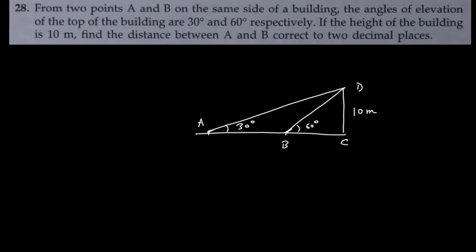Now I am quite confident that you can solve this problem. Tan 30 degree and tan 60 degree, these two angles you are going to use, and you can find out the value of AB. First you will get the value of BC, and then you will get the value of AC, and then by subtracting BC from AC, you will get AB. Okay, so do this problem.